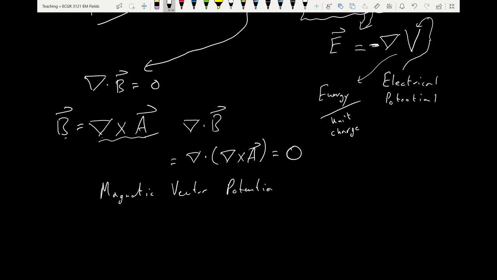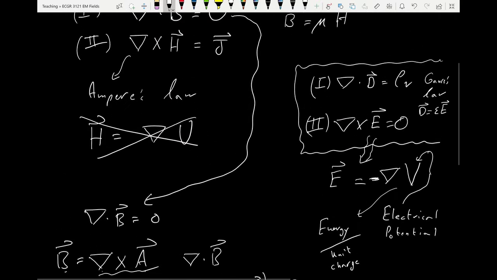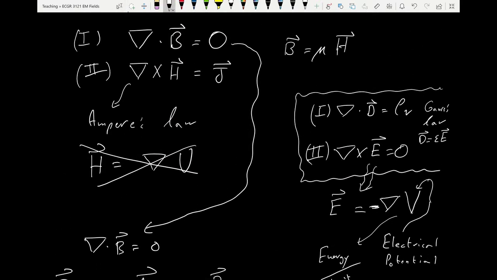The magnetic vector potential is just another way of expressing B, just as V is another way of expressing the same field E. A is another way of representing the same field. It's all different representations of the same field. Just as D is a representation of the electric field in terms of flux density, E is a representation of the electric field in terms of field intensity, right?